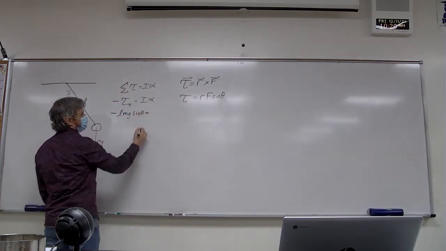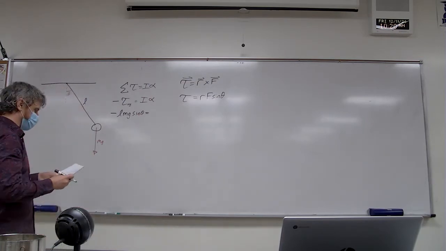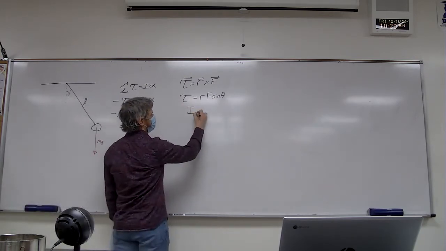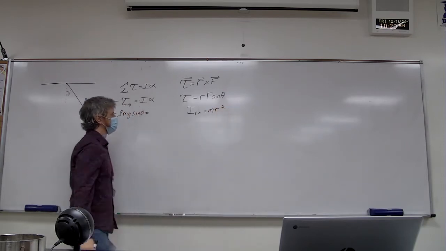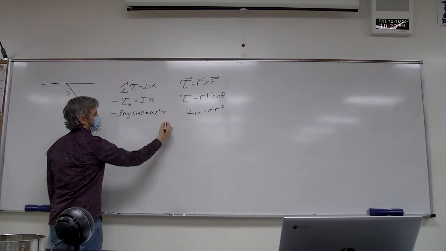And that's going to equal the rotational inertia. Well, we know the rotational inertia for a point mass is m r squared. So here it's going to be m L squared times the angular acceleration.